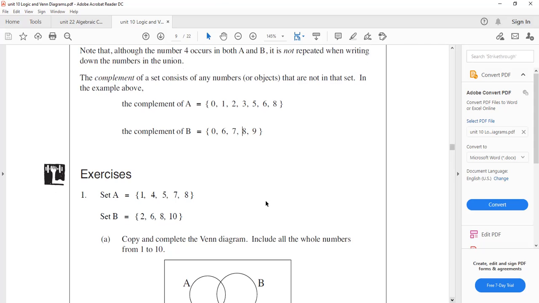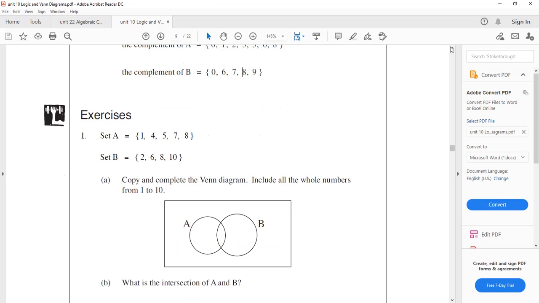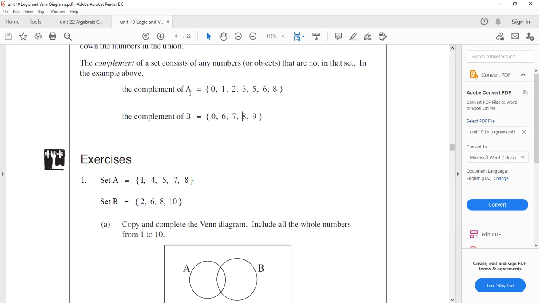And if I were to ask you to find the union of the complements of A and B, you would tell me, you just put them together, right? So you'd have 0, 1, 2, 3, 5, 6, 7, 8, and 9.